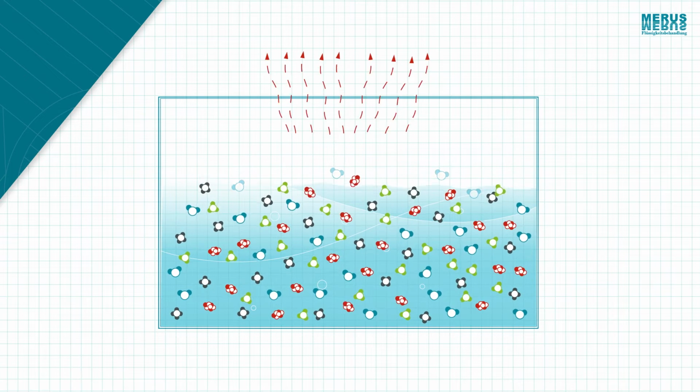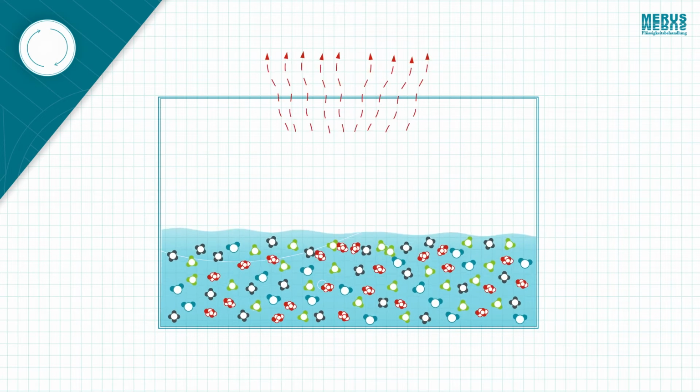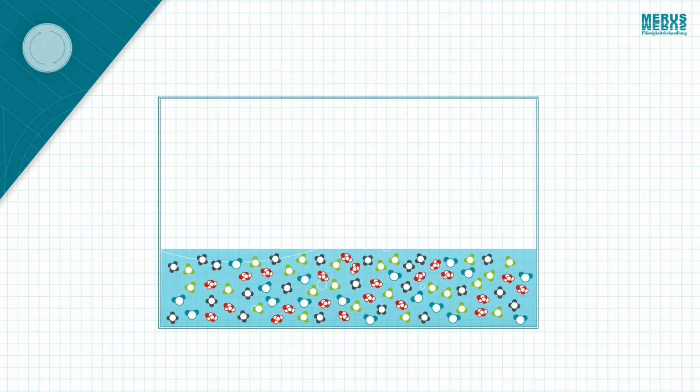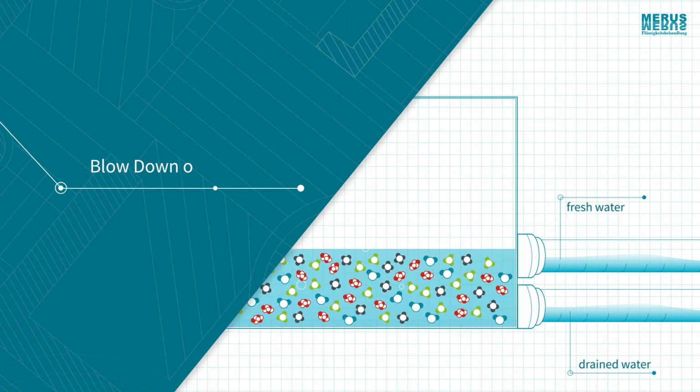When the water evaporates, these foreign substances remain in the residual water. Since this process is constantly repeated, the proportion of foreign substances in the cooling circuit increases steadily. If the concentration of foreign substances in the system becomes too high, part of the cooling water must be drained and replaced by fresh water. This process is called blowdown.